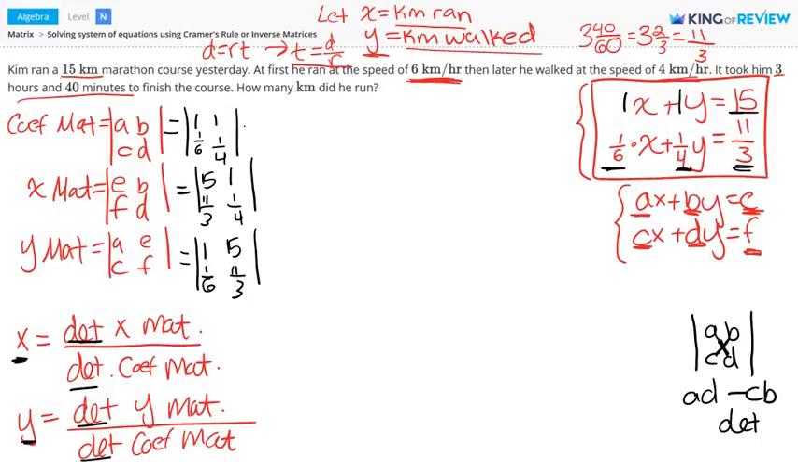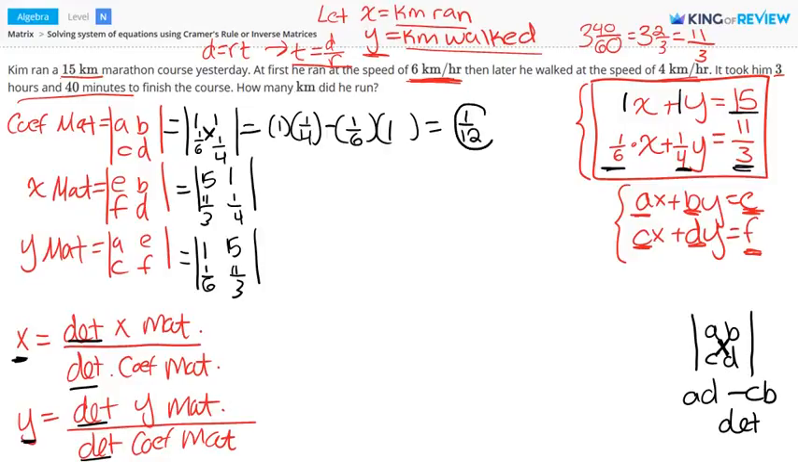Now let's figure out our determinants. Let's start with the coefficient matrix determinant. We're going to take the product of the main diagonal, so 1 times 1/4, and we're going to subtract the product of the entries in the other diagonal, so 1/6 times 1. So this is how we set this up. 1 times 1/4 minus 1/6 times 1. And when you work this out, this is equal to 1 over 12. So that's the determinant of the coefficient matrix.